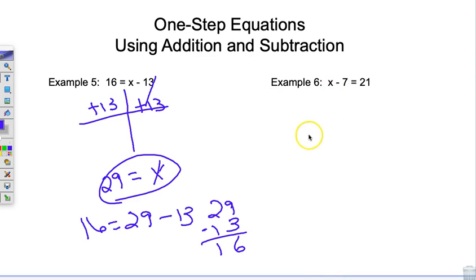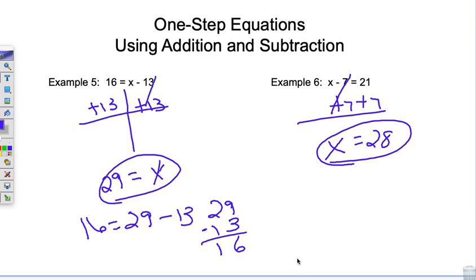Here's our last example. If you haven't spotted the variable yet, it's right there, it's x. We're taking away 7, so we want to do the opposite of that. I'm going to add 7 to the left side and to the right side. These cancel and equal 0, and I get x is equal to 28.